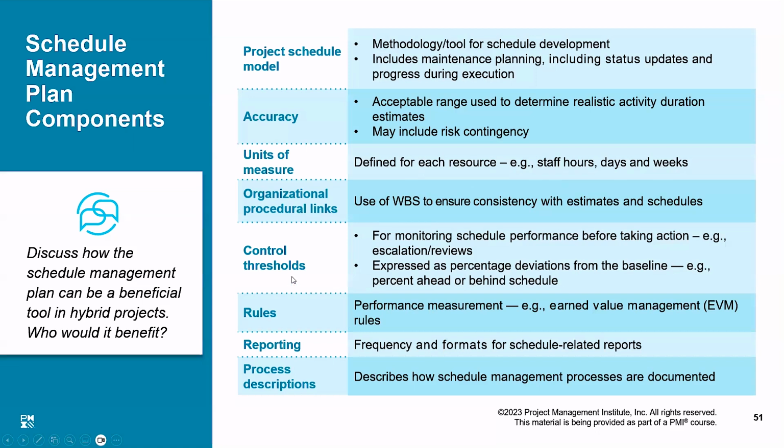You can also have a control threshold, means for monitoring schedule performance and taking action for escalation purpose. You can always define a deviation, that if the deviation is more than 1 week, it will be escalated. Anything going beyond 1 week is in the control of the project manager. But if more than 1 week is happening, it has to be escalated to the senior management. That you can always define to everybody.